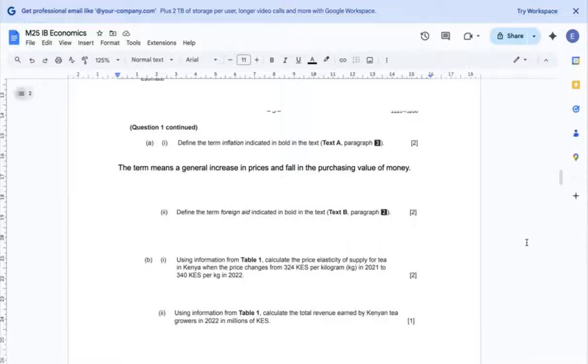A2, define the term foreign aid indicated in bold in the text. It means multiple types of transfers from other countries or multilateral agencies to LADCs in most cases. So, for example, grant or humanitarian assistance.